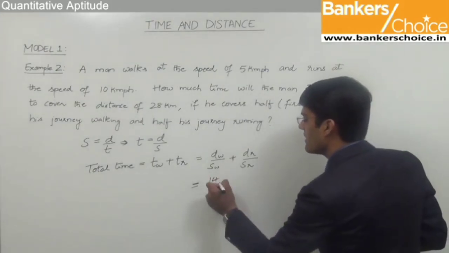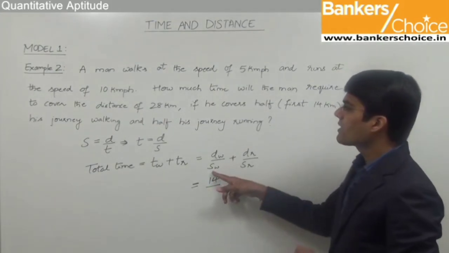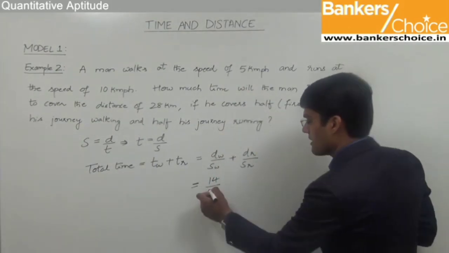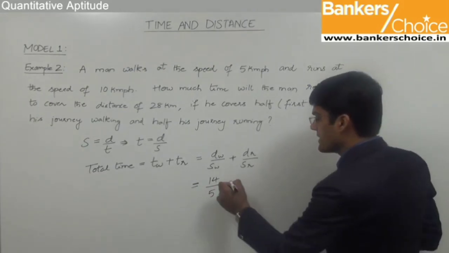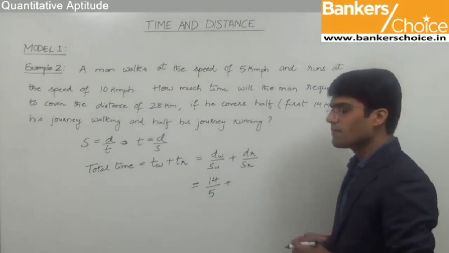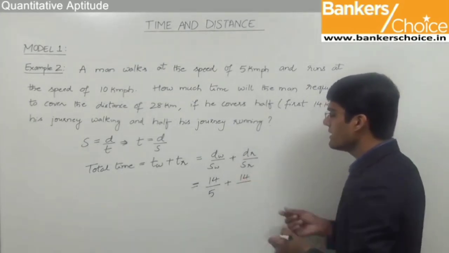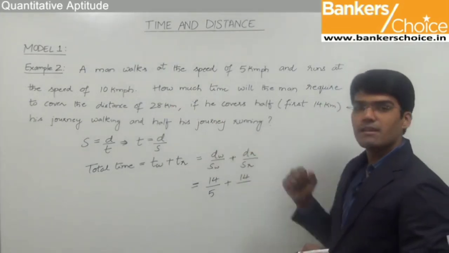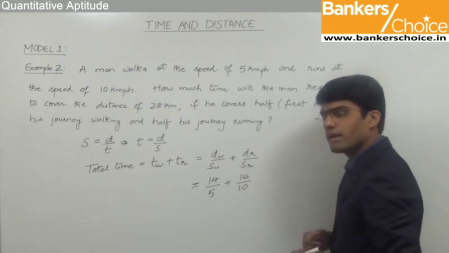So 14 divided by the speed of walking, 5 kilometers per hour, so divided by 5, plus the distance which he covers by running, which is the remaining half, the other 14 kilometers, divided by the speed while running, 10 kilometers per hour. So this should be divided by 10.